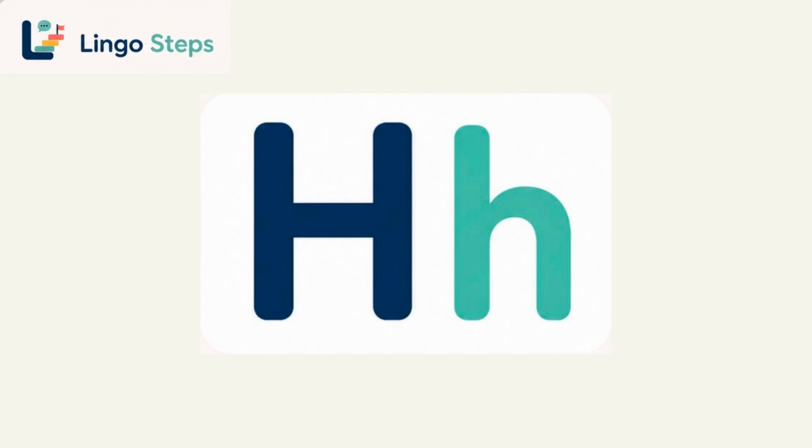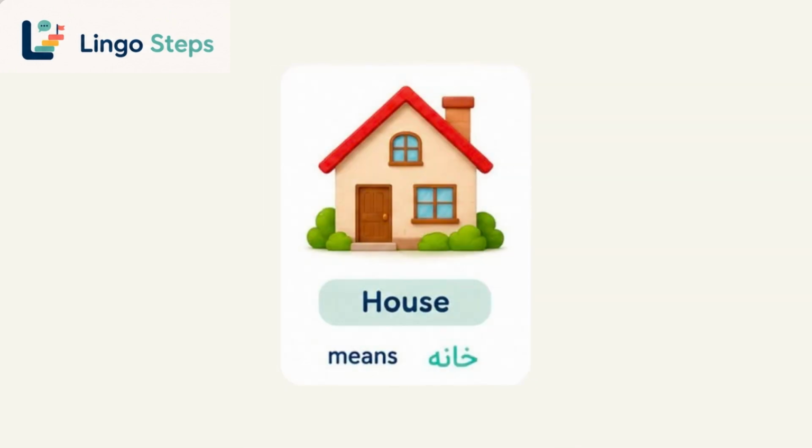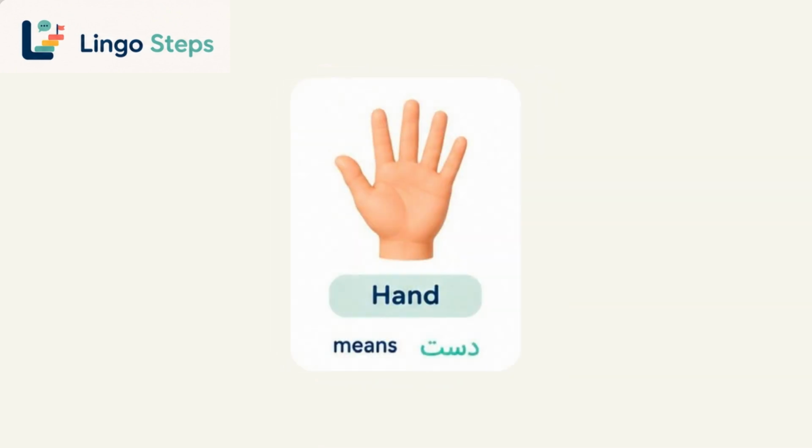H. This is the letter H. Repeat, H. House. Repeat, house. House یعنی خانه. Horse. Repeat, horse. Horse یعنی اسب. Hand. Repeat, hand. Hand یعنی دست.